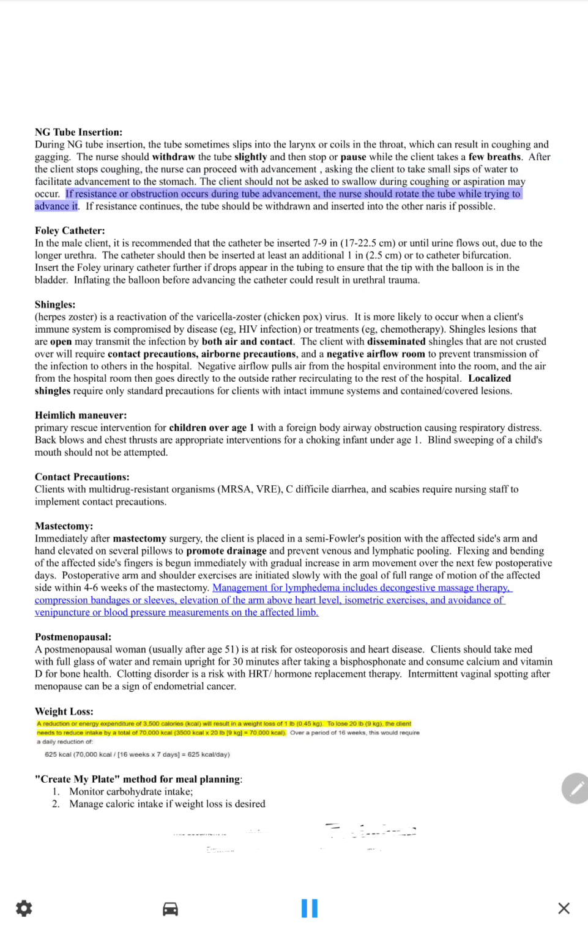If resistance or obstruction occurs during tube advancement, the nurse should rotate the tube while trying to advance it. If resistance continues, the tube should be withdrawn and inserted into the other nares if possible.